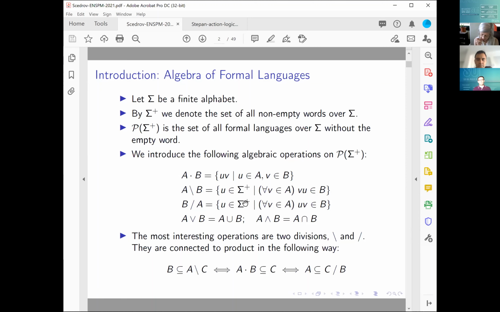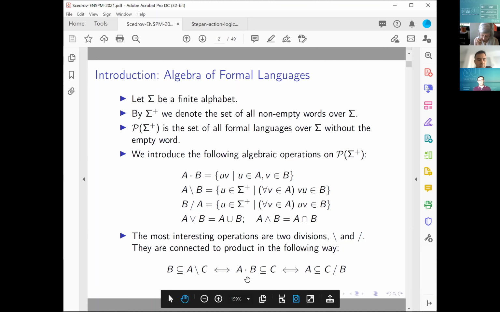Of course, the two divisions are very interesting, and they are connected to the product in the following way. B is included in A under C, if and only if A times B is included in C, and this is if and only if A is included in C over B.